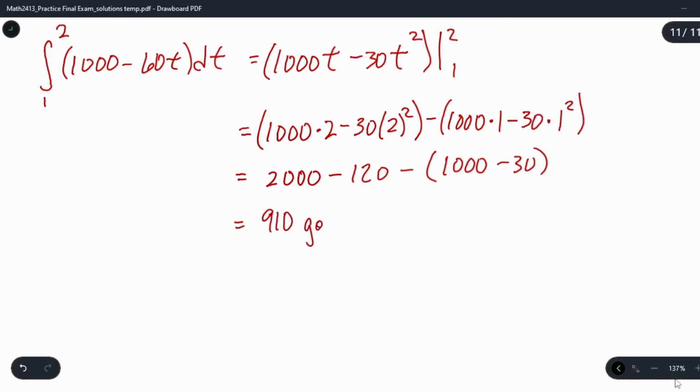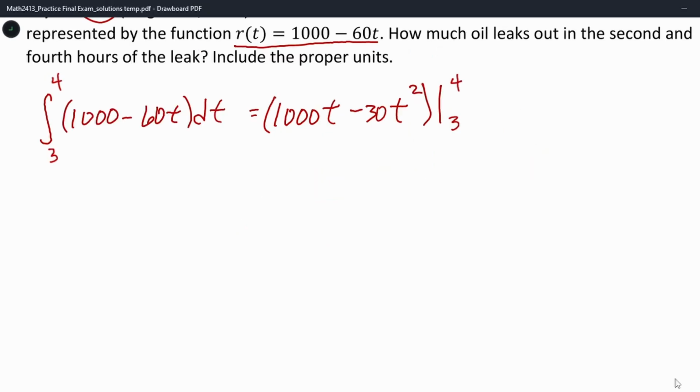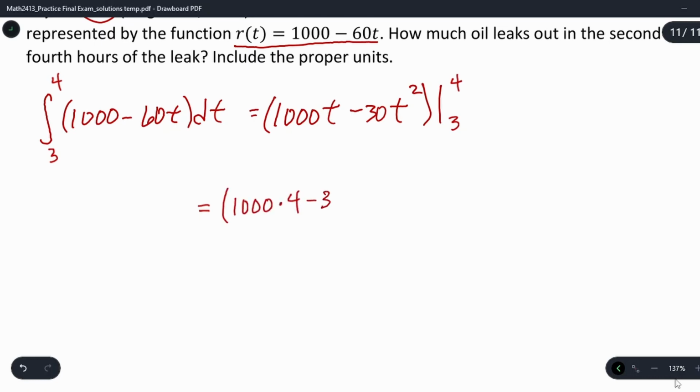910 what? Gallons of oil. And then we need to repeat the process for the second part of the problem, the integral from 3 to 4. Now this is going to be exactly the same as the previous problem except for our boundaries. Going from 3 to 4, we still have the same antiderivative. Now we're going to evaluate at 4 first. That's going to give us 1000 times 4 minus 30 times 4 squared minus 1000 times 3 minus 30 times 3 squared.